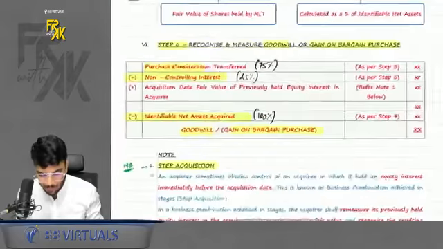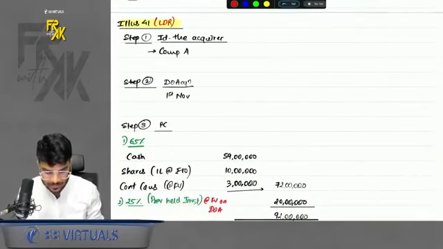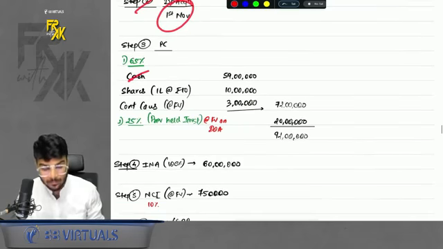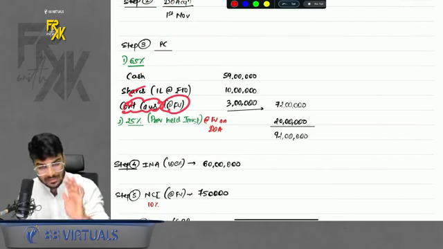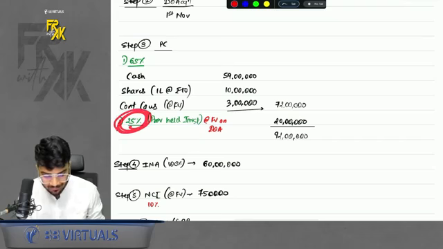So simply follow all the 6 steps. How will you follow it? It is very simple. Step number 1, identifying the acquirer. Step number 2, date of acquisition. Step number 3, PC. In PC we give cash, shares, contingent consideration. It will come at fair value. It was given in the question. Then previously held investment.